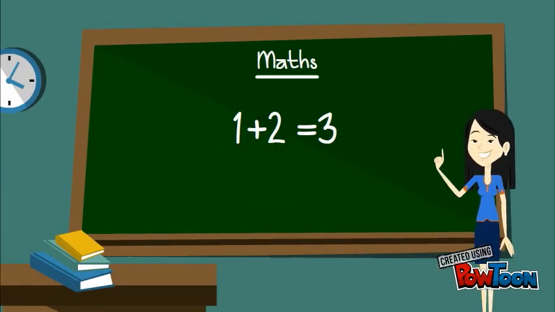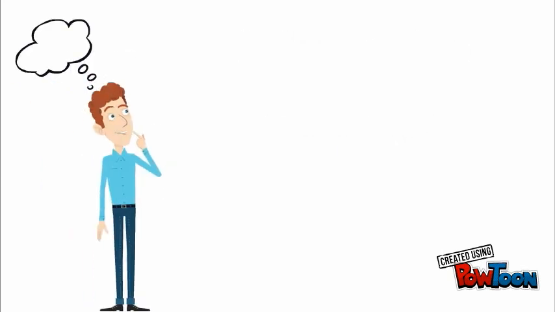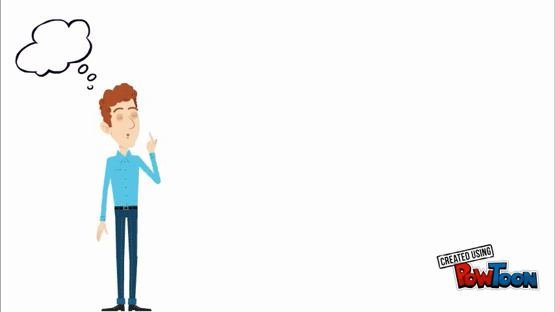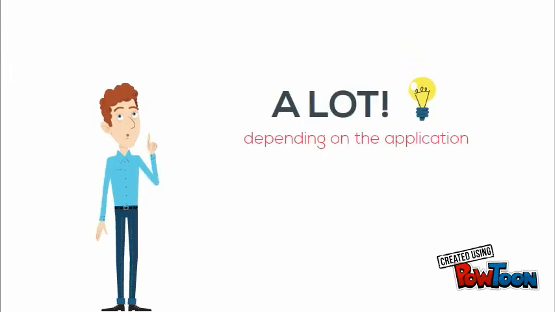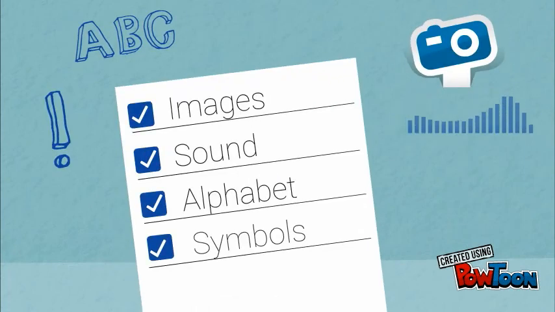Just like we use decimal notation in our math class, inside today's computers, information is encoded as patterns of zeros and ones. These digits are called bits, short for binary digits. Although you may be inclined to associate bits with numeric values, they can actually represent many things, depending on the application at hand. Patterns of bits are used to represent images, sound, alphabet, and even symbols.